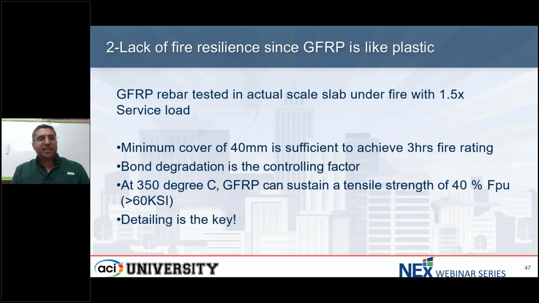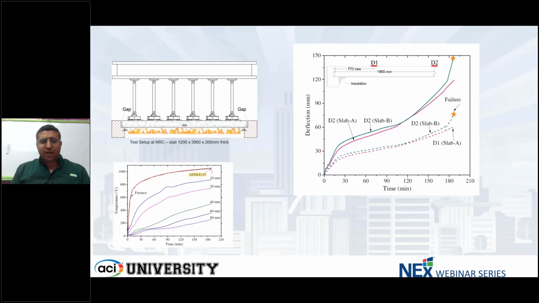This testing has been done in some very established organizations such as NRC and Queen's University. Many researchers were involved in these tests, and they actually tested actual parking garage slabs with minimum cover concrete, and the material was able to sustain and achieve a 3 hour fire rating with no problem. One thing you have to be careful about when using GFRP is that the structure has to be detailed properly, as the bond degradation is the main controlling factor and not the tensile strength of the bar itself. So detailing is the key.